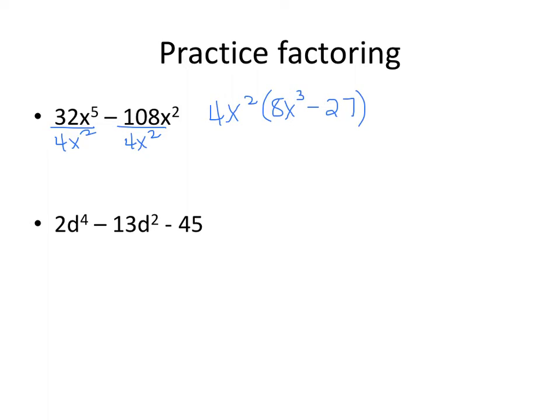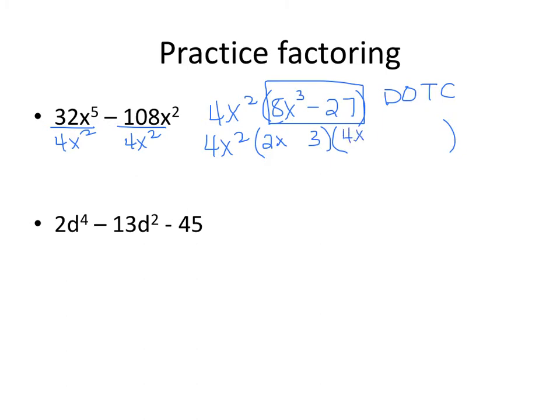Then check to see if this will factor. That's the difference of 2 cubes. So I have 4x squared, small parentheses, big parentheses, the cube root of the first, the cube root of the second, square the 2x, multiply the 2x and 3, square the 3. Square, and then multiply, and then square. When the signs are the same, opposite, always positive.